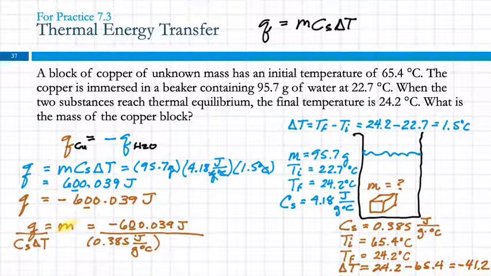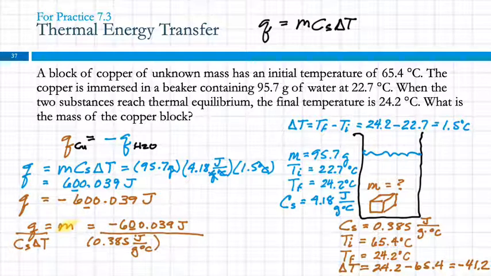Negative 41.2. Just barely fits in the corner there. Can we have a negative temperature change? Sure. It just means that the temperature went down, right? In a situation like this, you're always going to have one positive energy change and one negative, and one positive temperature change and one negative, because the mass and the specific heat capacity have to be positive. You can't have negative mass.